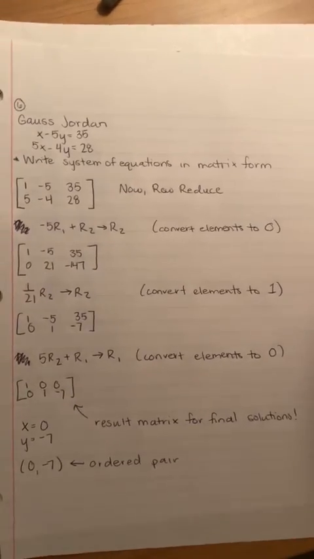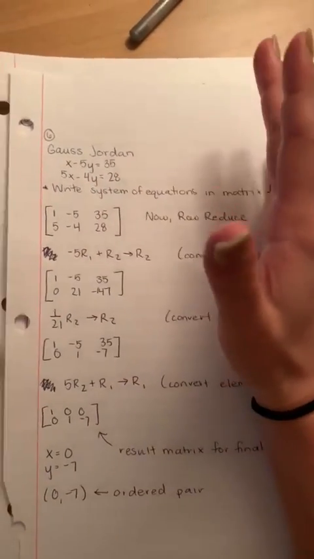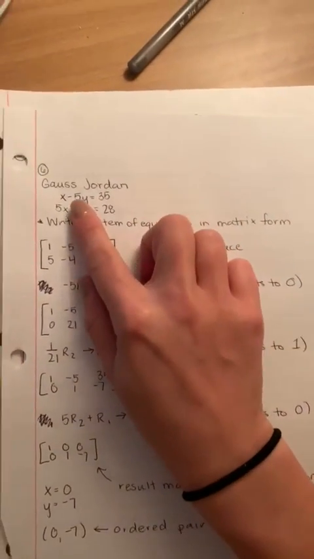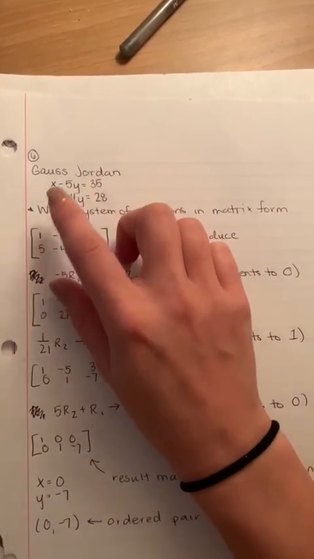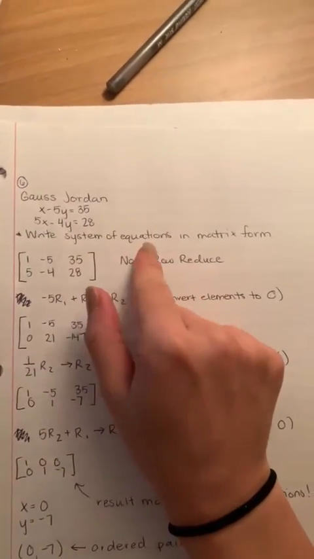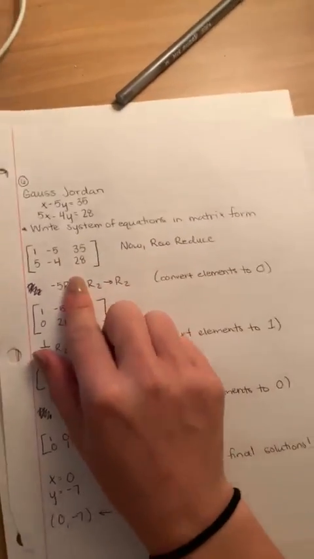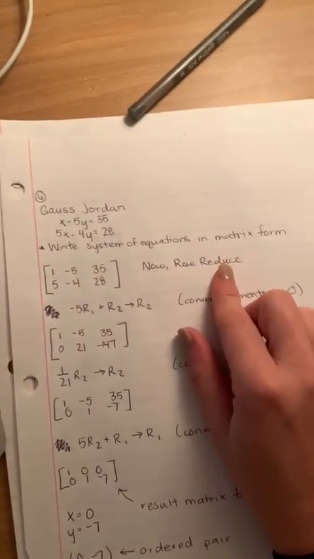So the first part of the question is using Gauss-Jordan elimination to solve the equations that are given. So the two are x minus 5y equals 35 and 5x minus 4y equals 28. So first you want to write the system of equations in matrix form. So that's going to look like this. Now you want to row reduce.